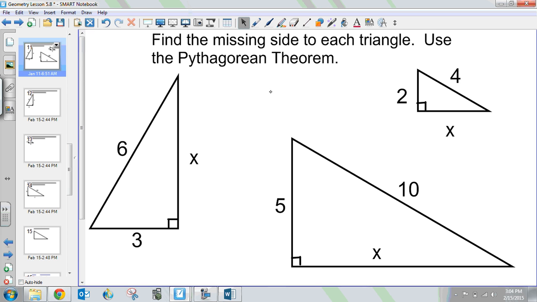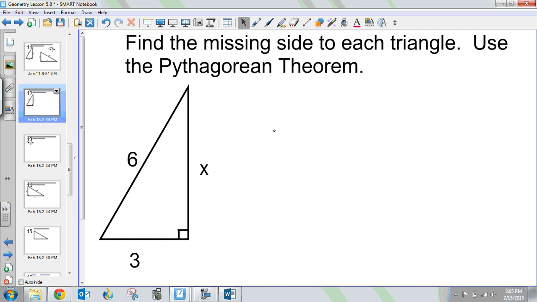Okay, this is another video for special right triangles. The one you just saw was a 45, 45, 90 triangle, but now we're going to talk about 30, 60, 90 triangles. We're going to do the same thing that we had done, we just got some different triangles. So we're going to find the missing length using the Pythagorean theorem.